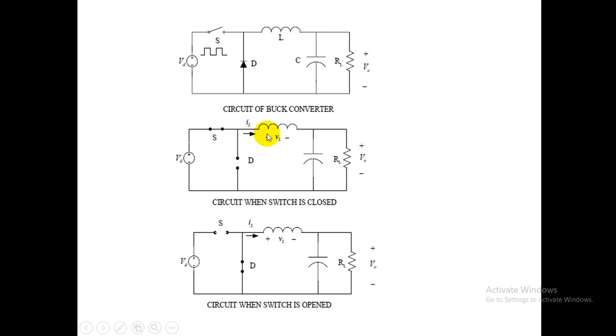The other path is through the inductor. Now it is going to source the energy with polarities plus and minus, and the current flows like this back to the source. This is the path.